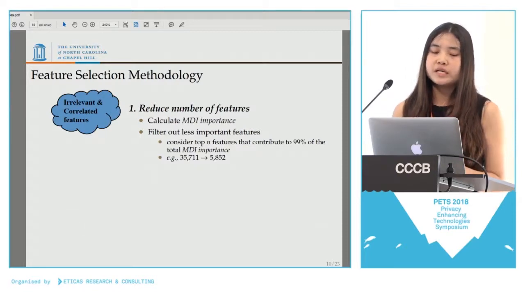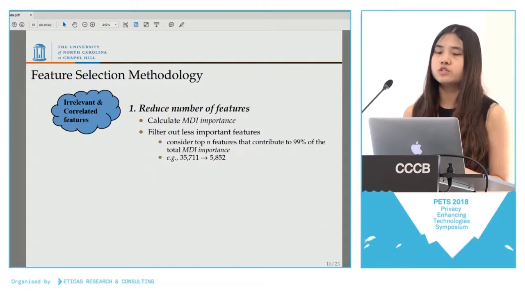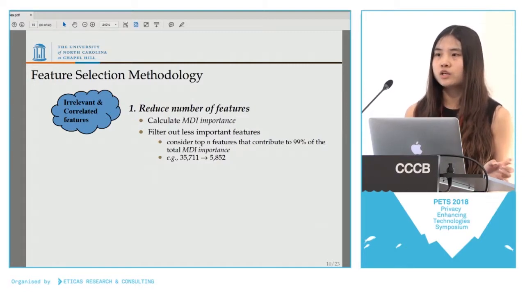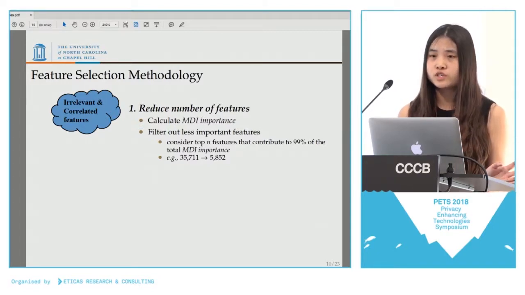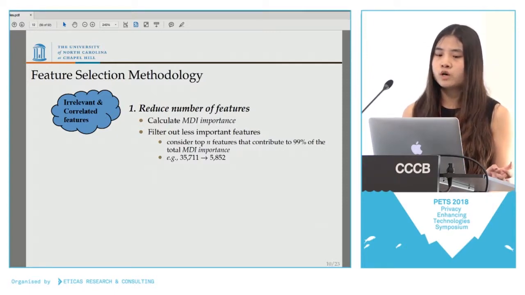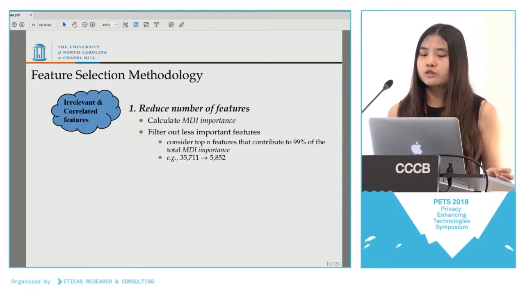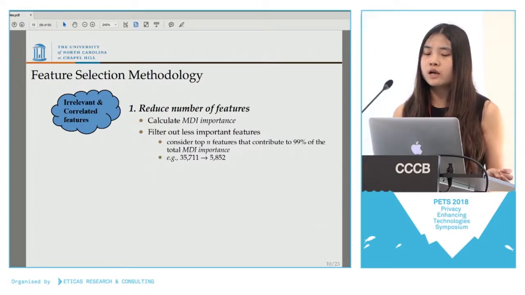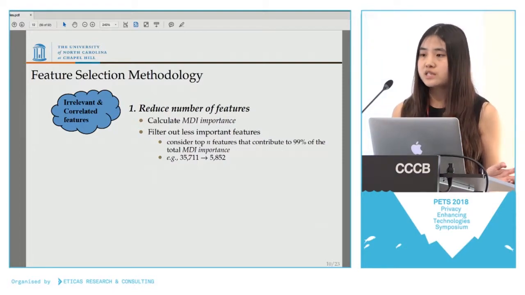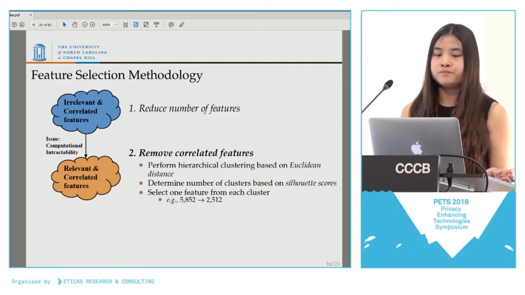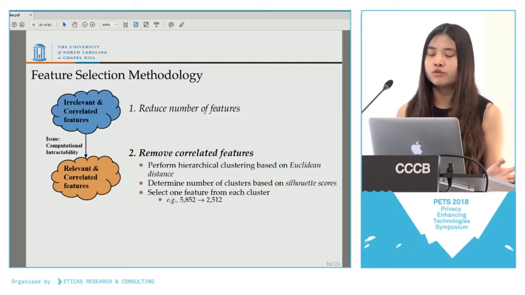So after taking both the bias and the computation efficiency into consideration, we finalize our feature selection methodology into 3 steps. So we start with a feature set that contains both irrelevant and correlated features, and our first goal is to reduce the number of features to reduce the correlation computation. To do that, we first calculate the MDI importance of each individual feature and consider only the top n features that contribute to 99% of the total MDI importance. By doing that, we greatly reduce the number of features for future analysis by filtering out those less important ones. And so our feature set contains only relevant and correlated features right now.